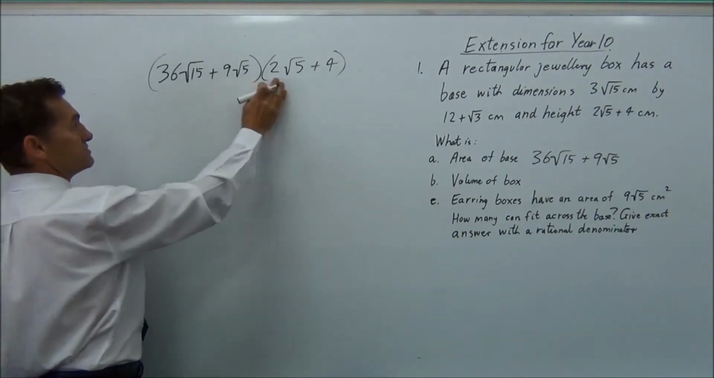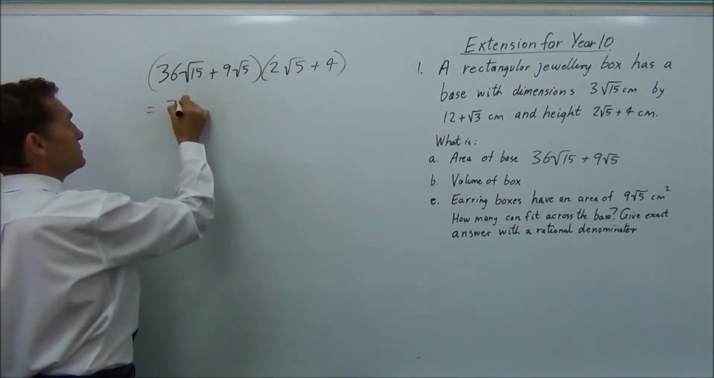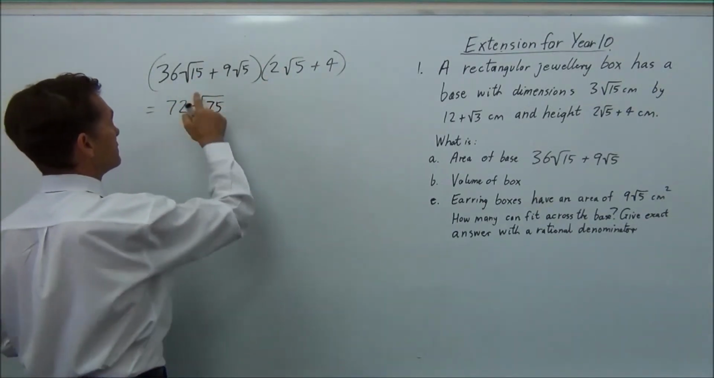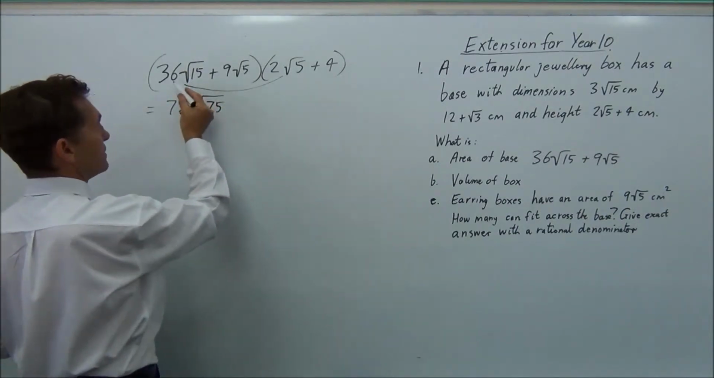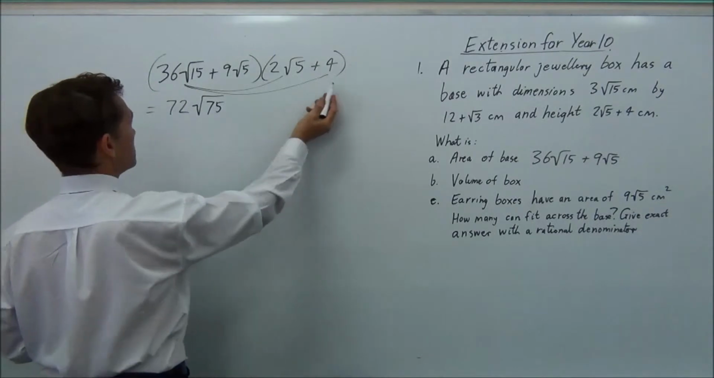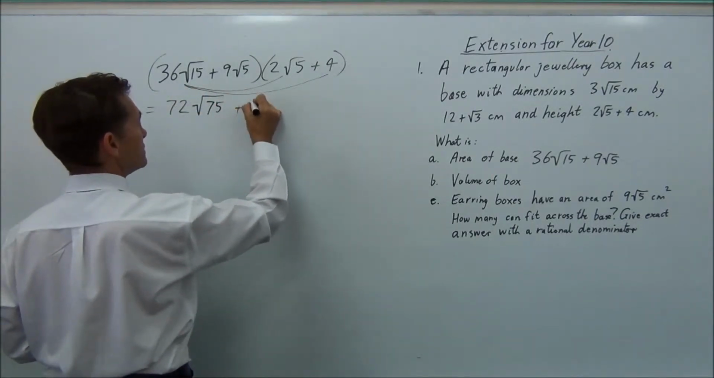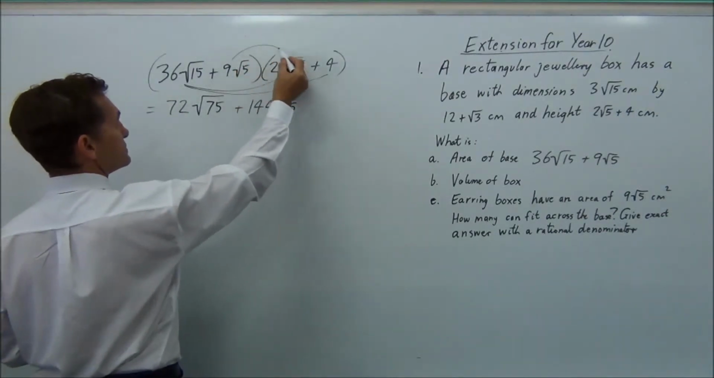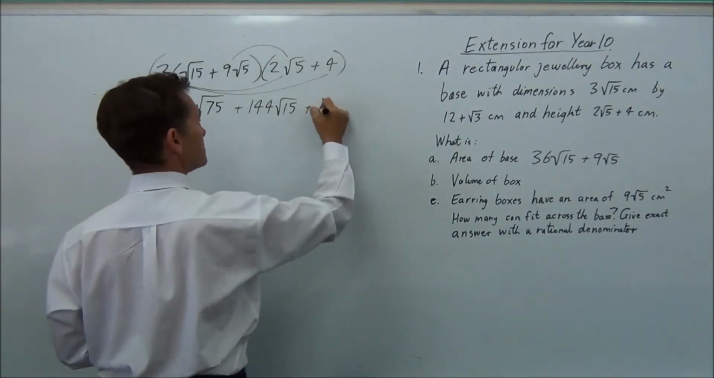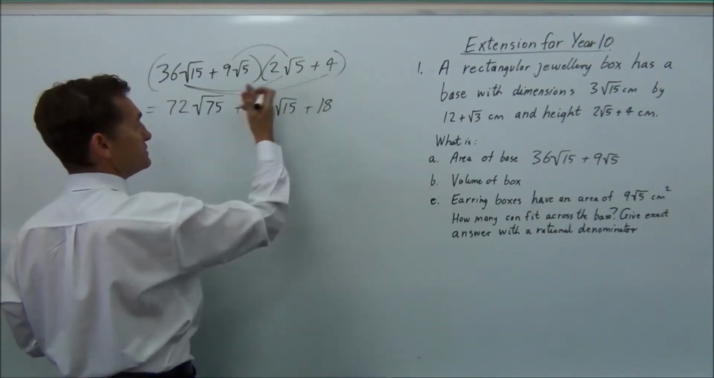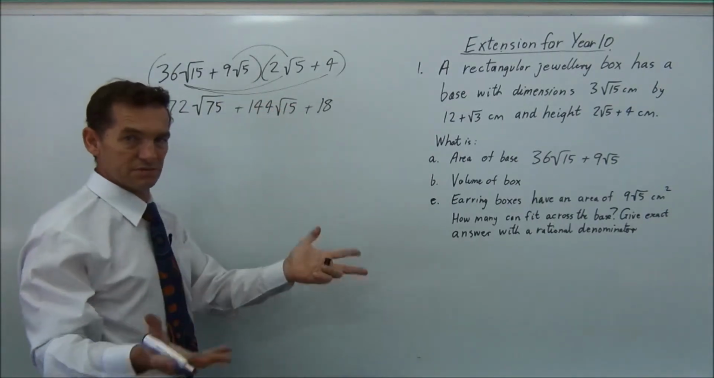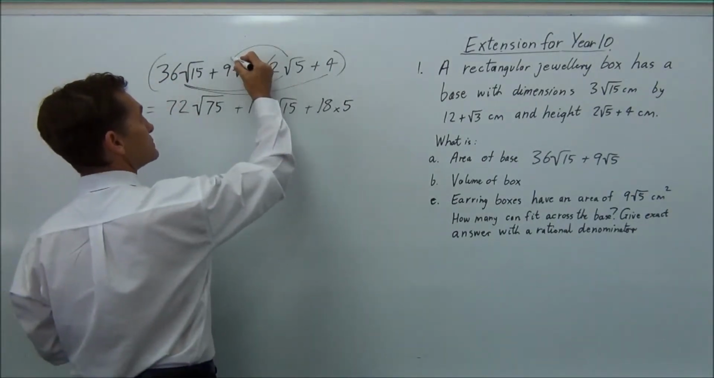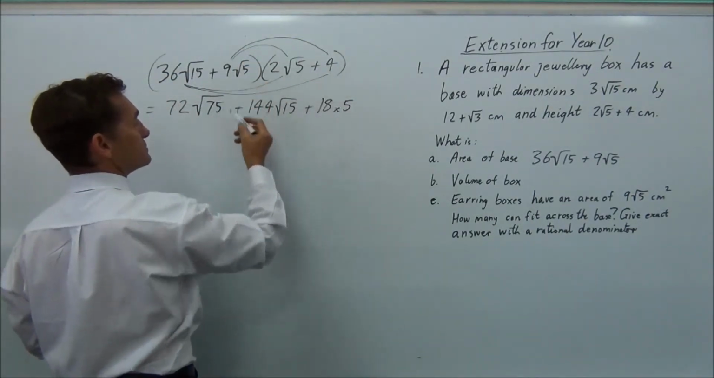And again, number times number. So 36 times 2 is 72. 15 times 5 is 75. So if we just do like this, then we're going to do this one multiplied by 4. Well, 4 lots of 36 is 144 root 15. And we'll do this one times this one. So 9 times 2 is 18. 5 times 5 is the root. So if you go a root times a root, it's the number. So we're actually going to multiply by 5. Okay? So here, we go 4 times 9 is 36.